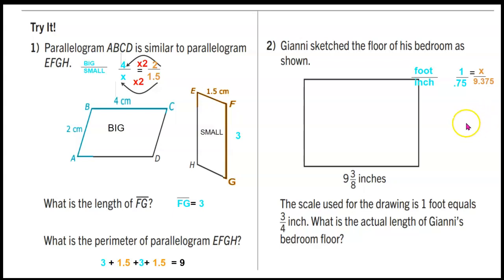Now let's find our scale factor. We can look for relationships within the figure. So what is the relationship within the figure? We know that 0.75 can be divided by 0.75, and that would give us 1. Therefore, 9.375 divided by 0.75 will give us 12.5.